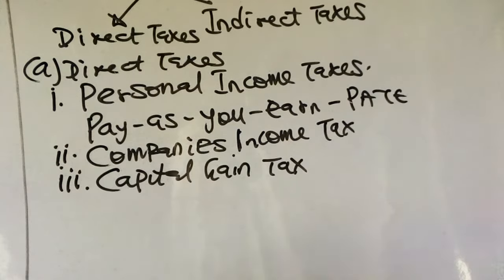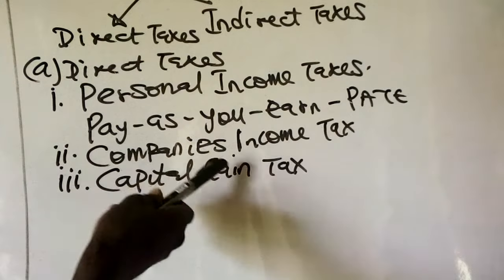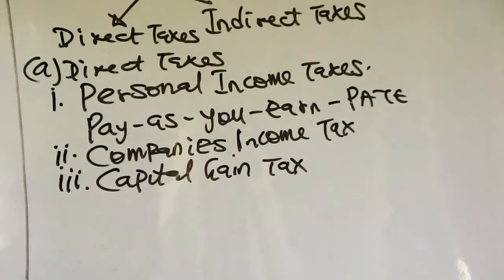So that means when there is a disposal of an asset, the excess of the sales proceeds over the cost of the asset disposed, or the carrying amount of the asset disposed, is subject to capital gain tax. So now number four is petroleum profit tax.